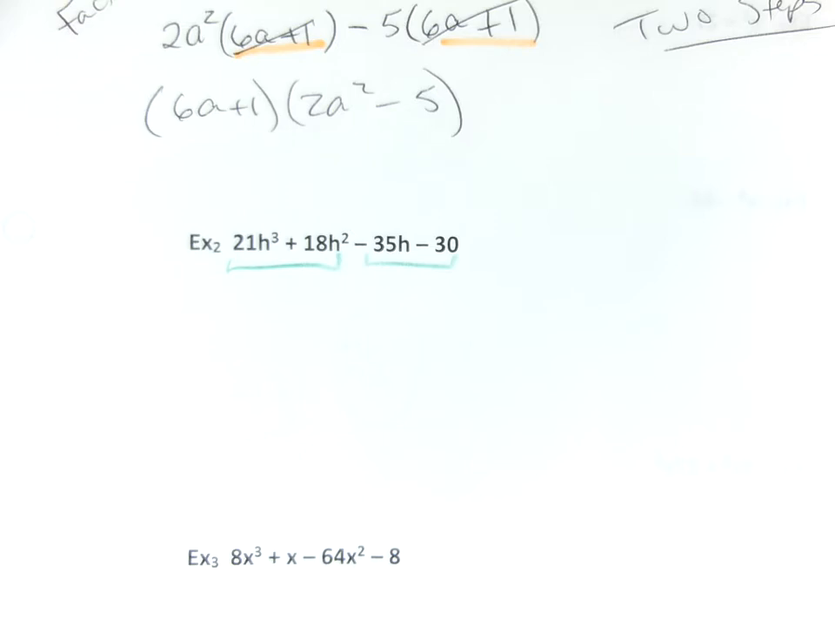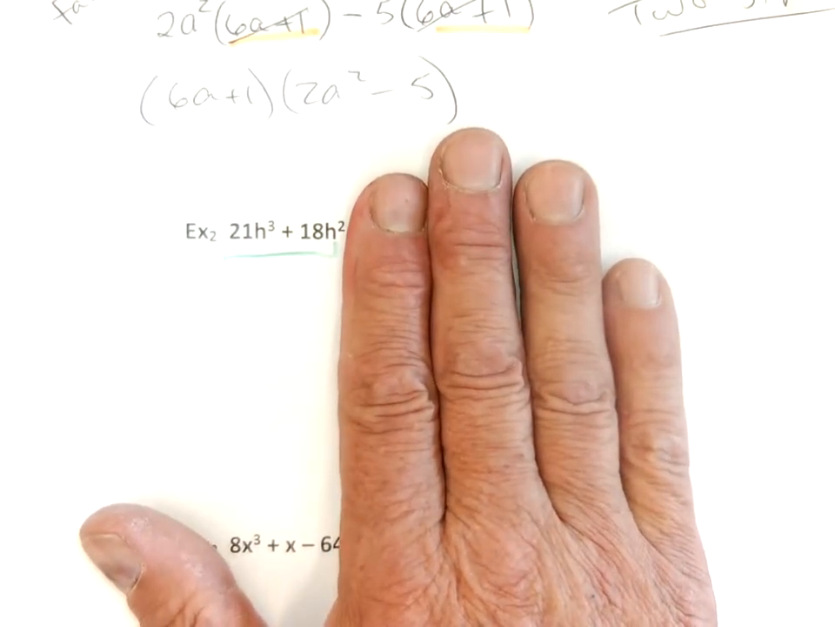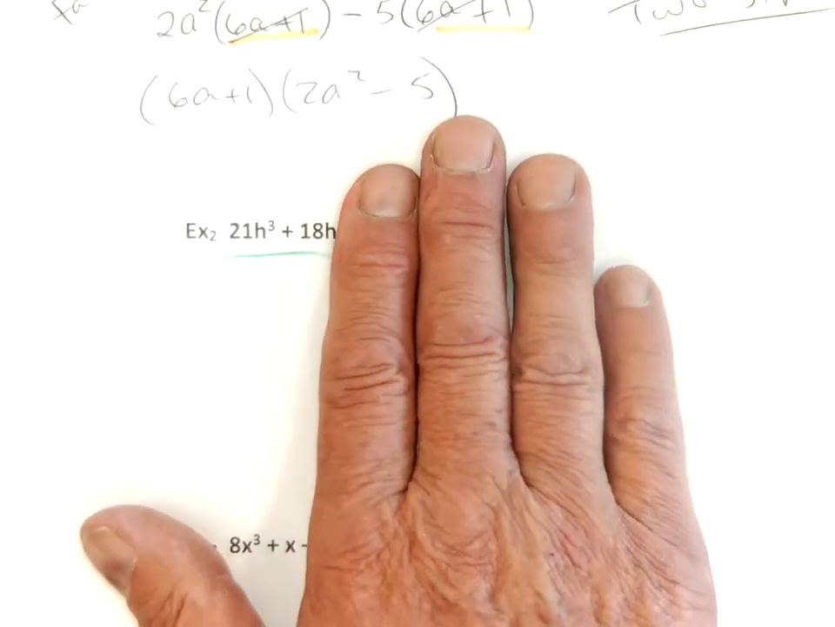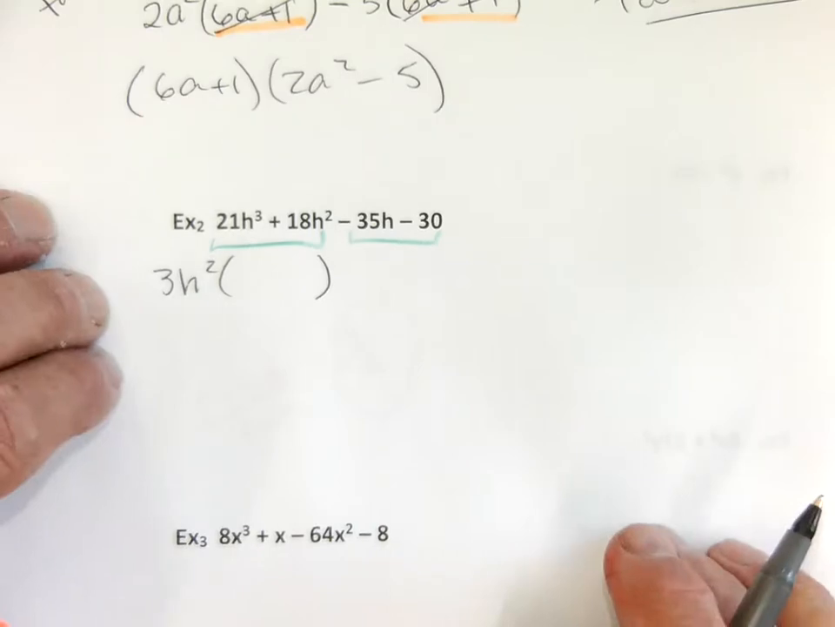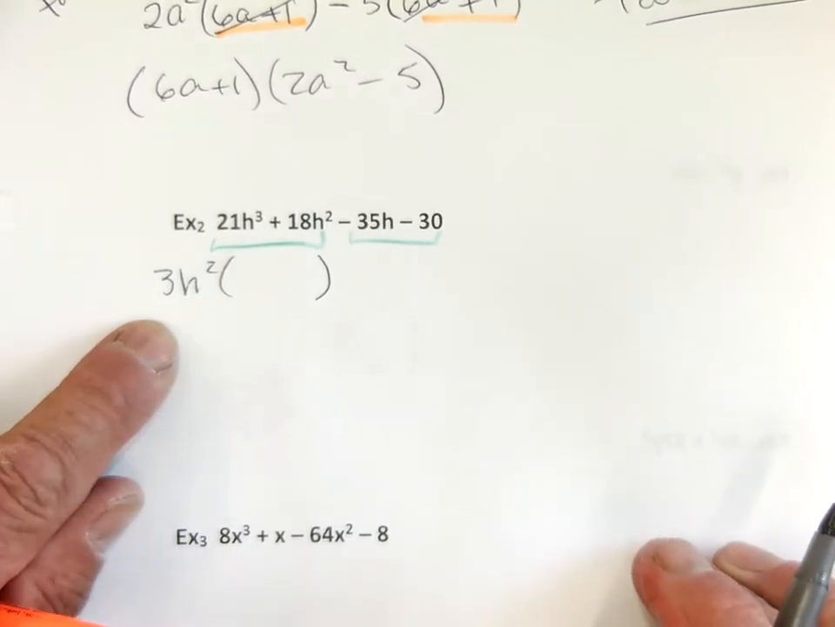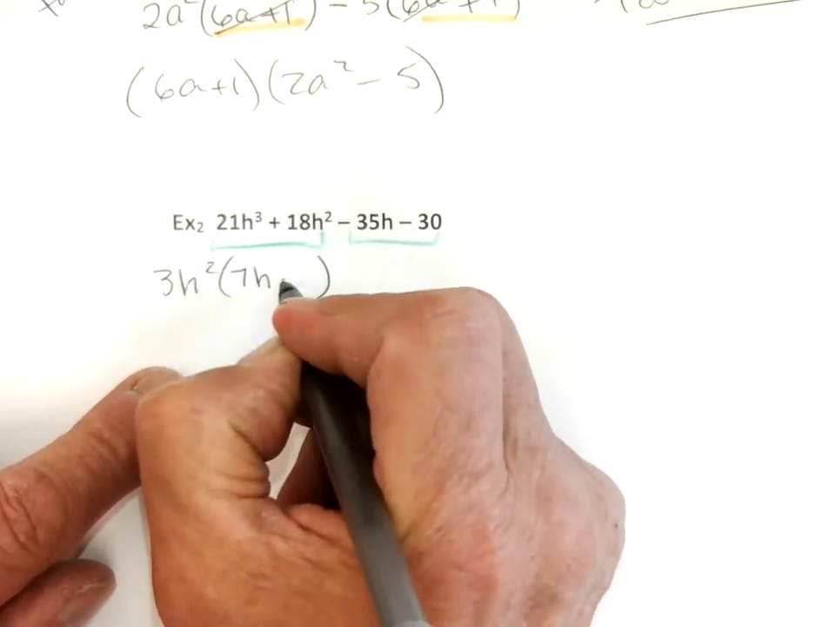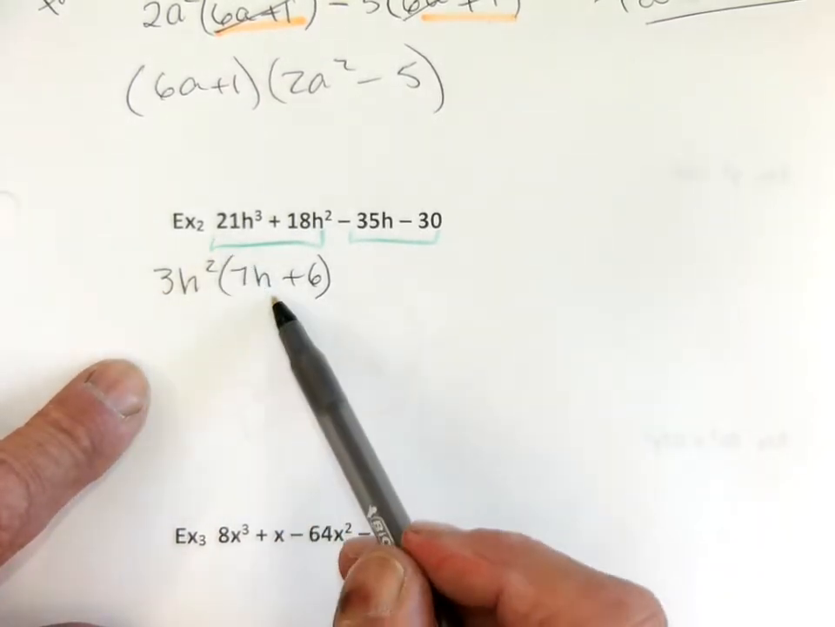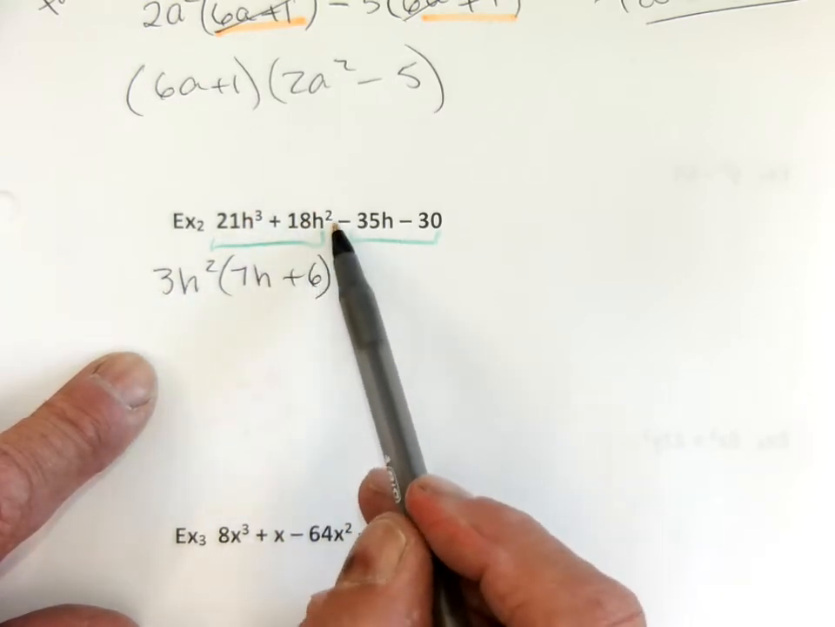Now, if I look at the first group, I ask myself, what do they have in common? 3h squared. They have a multiple of 3 and an h squared. Nice job. So 3h squared is correct. If I take out a 3h squared, what would be left? 7h plus 6. 3 goes into 21 seven times. I took out 2 of the h's. 3 goes into 18 six times. I took out 2 of the h's, okay?